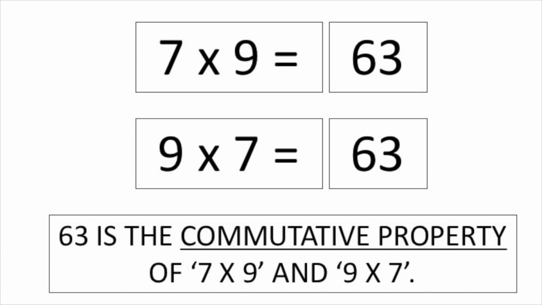Okay, now what commutative property means, how about if we swap the 7 and the 9 around? 9 times 7 equals 63. So you see, whatever way we have the numbers, we get the same answer. And that's commutative property. So we can say 63 is the commutative property of 7 times 9 or 9 times 7. You see, whatever way we have the numbers, the answer will still be the same if it's the same 2 numbers involved. That's what we call commutative property.